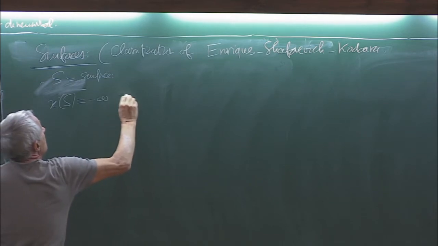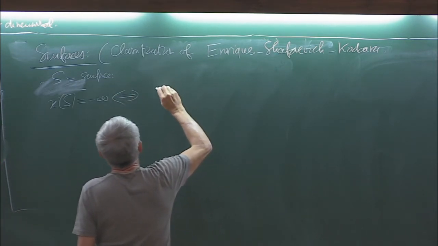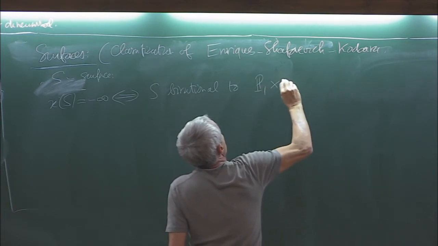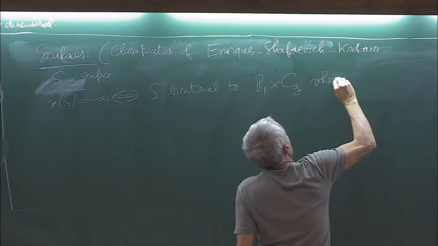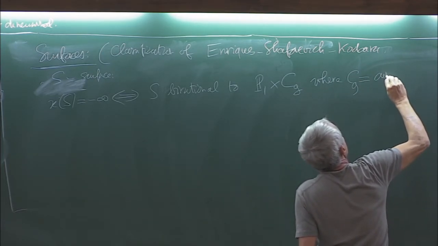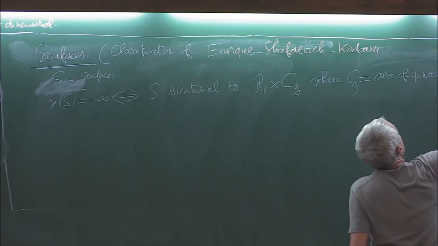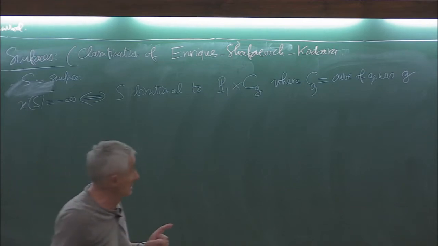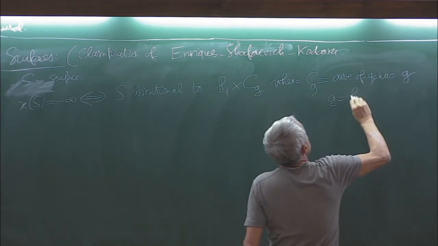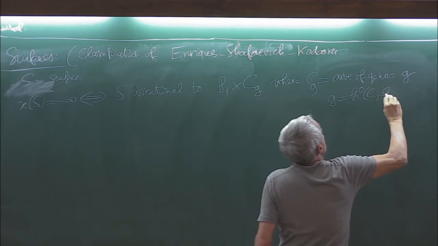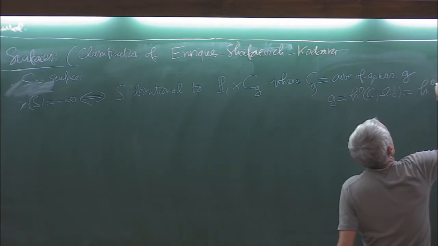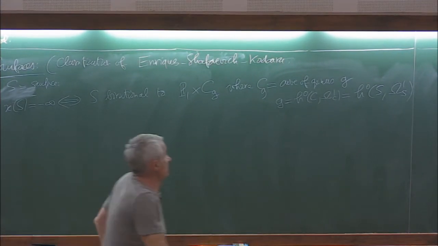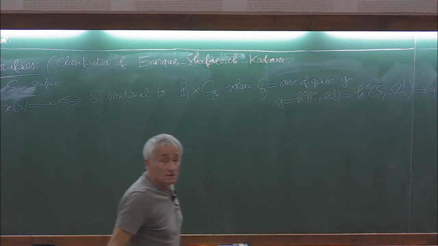So we have four possibilities now. Kappa of S is minus infinity. And this is equivalent to saying that, in fact, S is birational to P1 cross C_g, where C_g is a curve of genus g. And in fact, the genus g can be computed from the irregularity of S. It is the same. Where g is, in fact, not only H0 of C and omega 1 C, but this is directly given: this is H0 of S and omega 1. This is the irregularity, if you want. Usually this is called q.